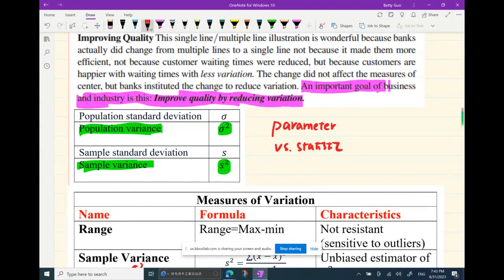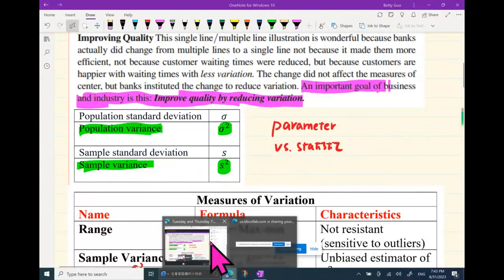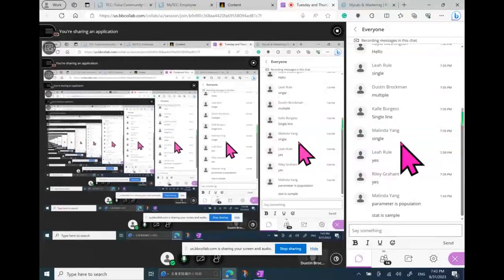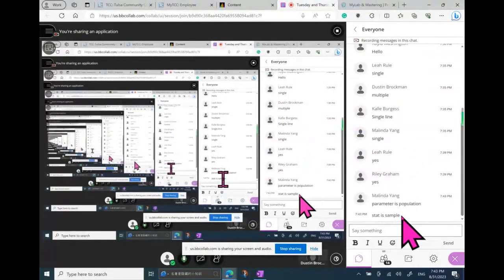Parameter is a numerical description of the population. Statistic is a numerical description of a sample. Yeah, so parameter corresponds to population. Statistic corresponds to sample. And they both are called variance, but sigma square is the variance of population. S square is the variance of sample. So which one is the parameter? Which one is the statistic? Yeah, exactly. Thank you, Melinda.